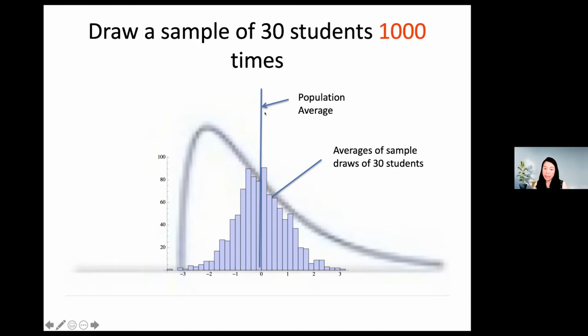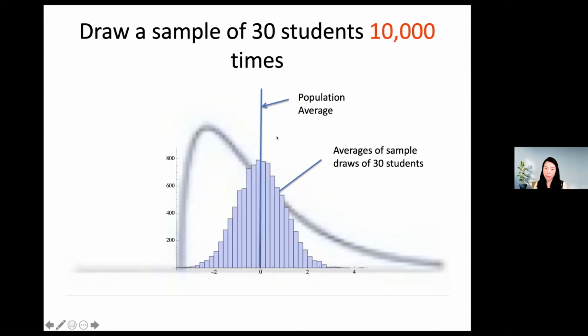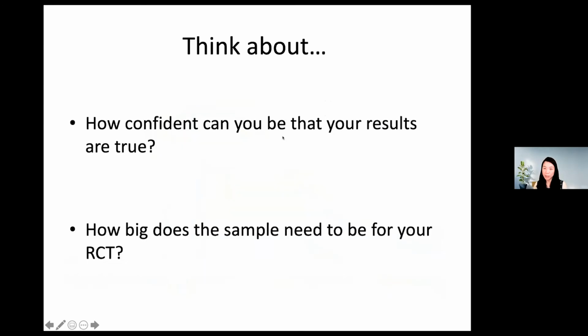And again, we can see that the more samples we draw, the closer the average of the sample is to the population average. So when we draw a sample of 30 students 10,000 times, again, the average of our sample is the same as the population average. So these are the two basic mathematical laws that we learned before. So how does that relate to the RCT we're talking about today?